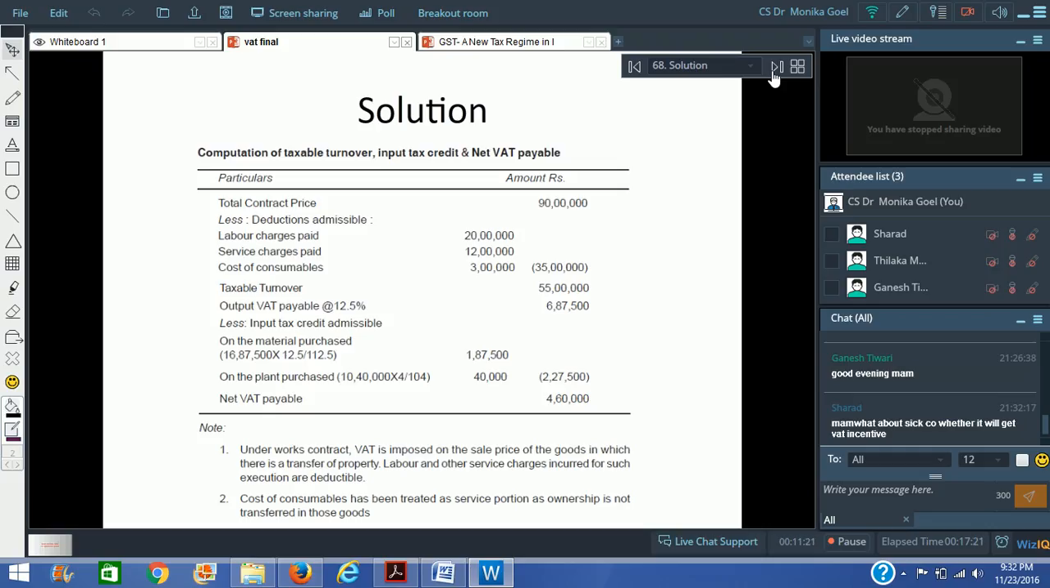Now, if we look at the computation of taxable turnover, let us first look at what is the total contract price. It is 90 lakhs. What are the deductions? Because we have to calculate the VAT liability.